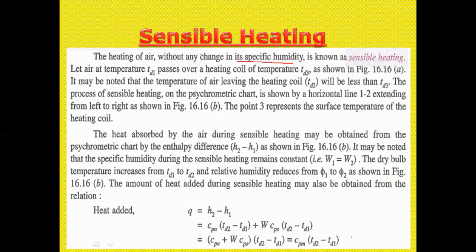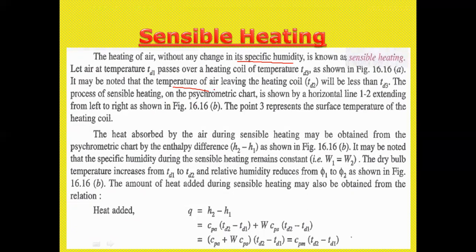Let air at temperature TD1 pass over the heating coil of temperature TD3 as shown. It may be noted that the temperature of the air leaving the heating coil, TD2, will be less than TD3. The process of sensible heating on the psychrometric chart is shown by the horizontal line 1-2 extending from left to right as shown in the figure. The point 3 represents the surface temperature of the heating coil.